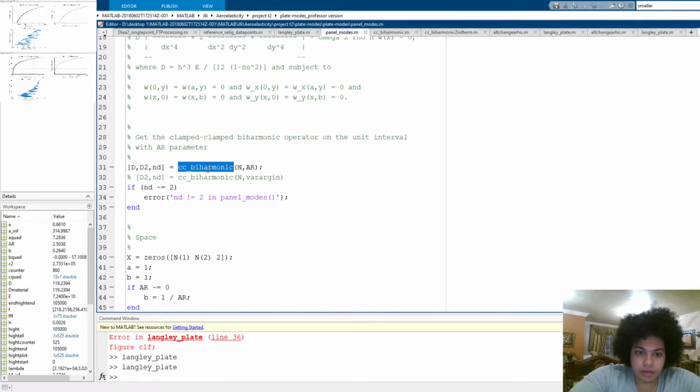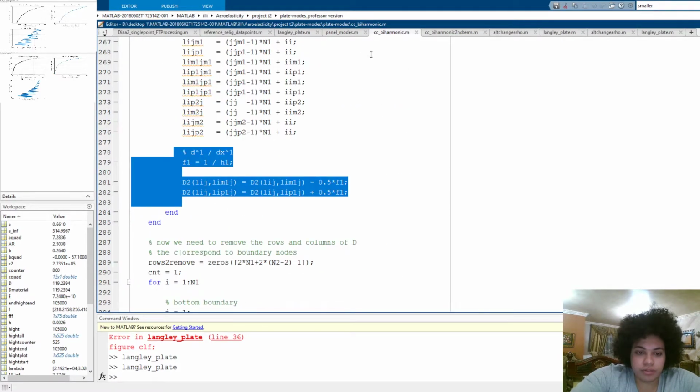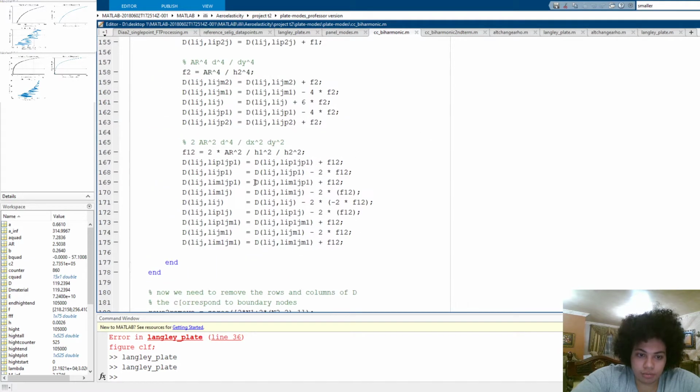So what about the biharmonic? The biharmonic is a modified version of the original biharmonic that we were given.